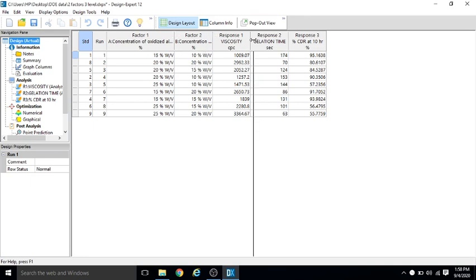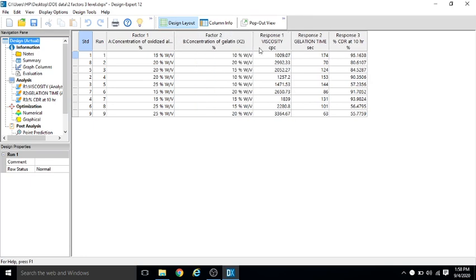This is the concentration of gelatin, and these three responses. So this data you will get after doing experimental work in the laboratory. And once you prepare 9 different formulations, for each formulation you have to check the viscosity. For each formulation you have to check the gelation time, and for each formulation you have to do a dissolution study, and you have to check what is the percentage cumulative drug release at the 10-hour time period.